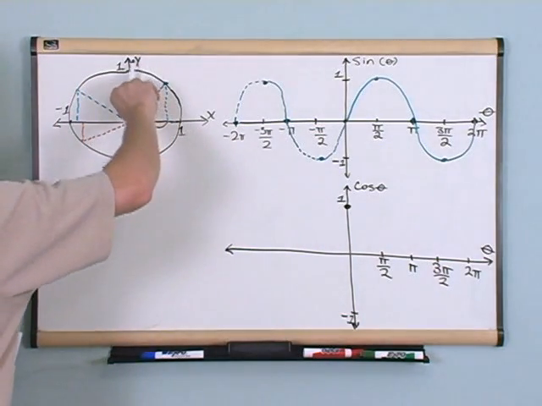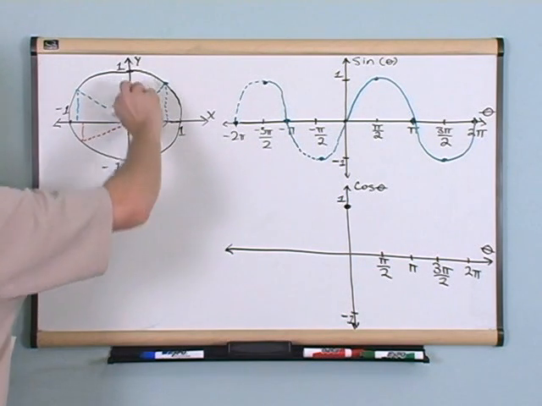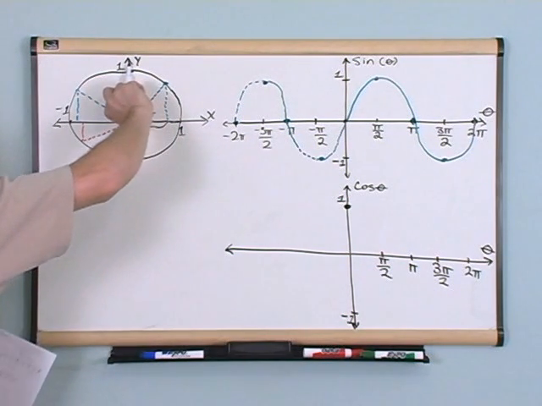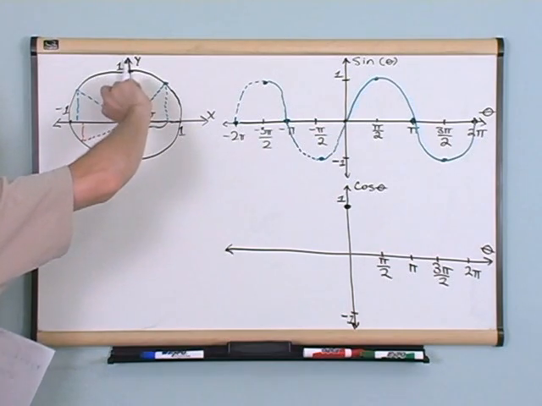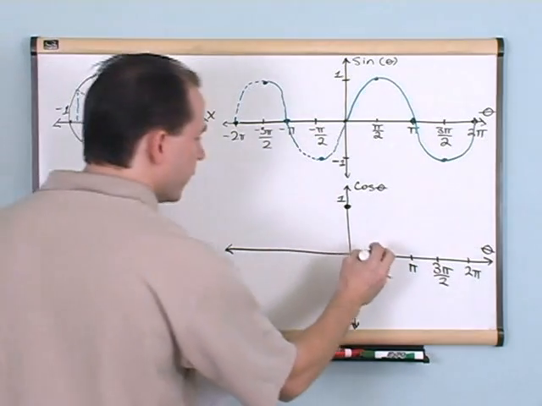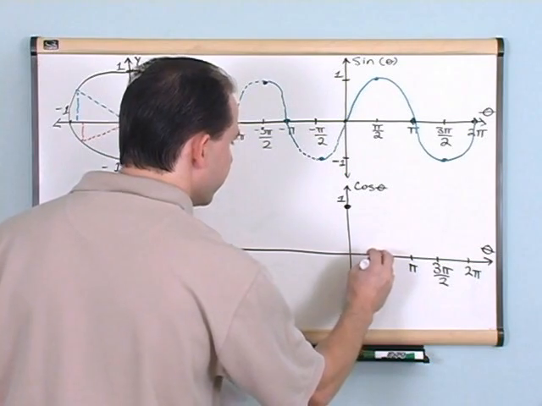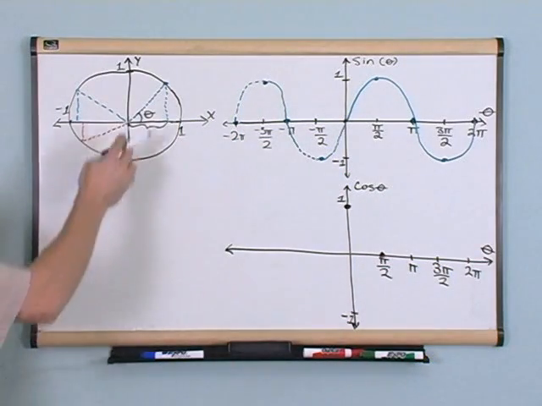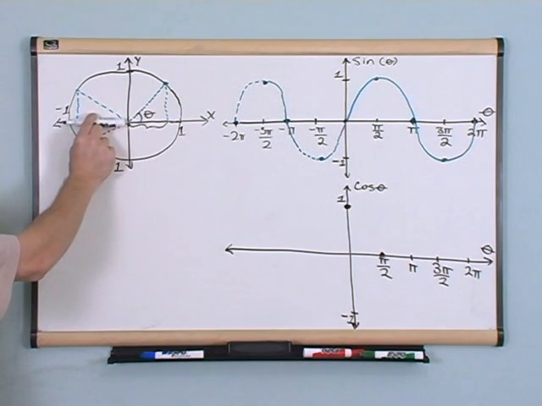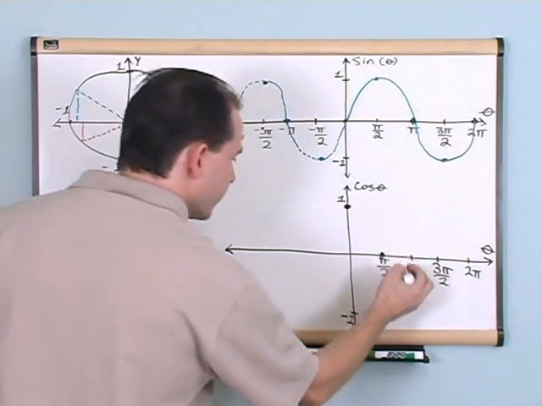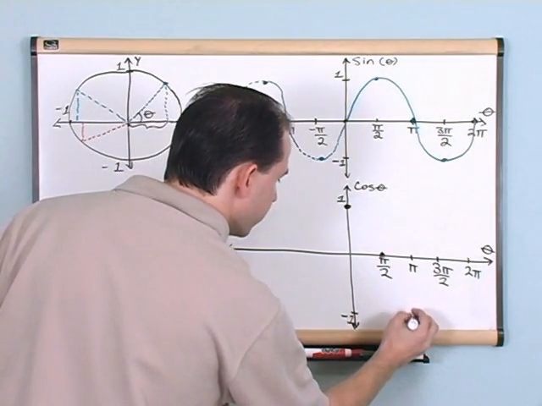As we rotate up to pi over 2, up here, again we're looking for an x component. There is no x component because this lies fully along the y-axis. So cosine of pi over 2 is 0. As we continue over here to pi, I'm looking for the cosine of pi, the x component. It lies fully along the x-axis, but in the negative direction. So the cosine of pi is simply negative 1.